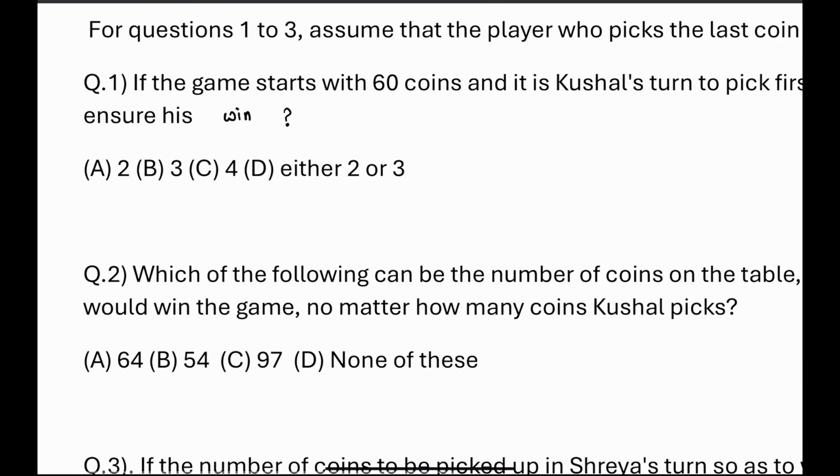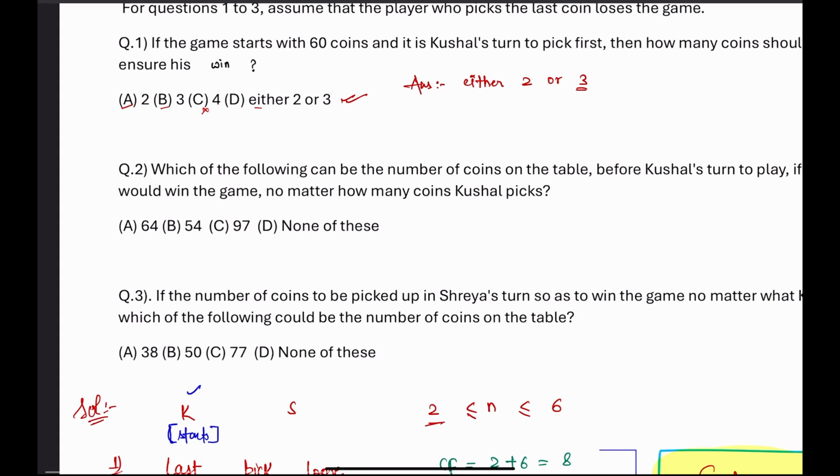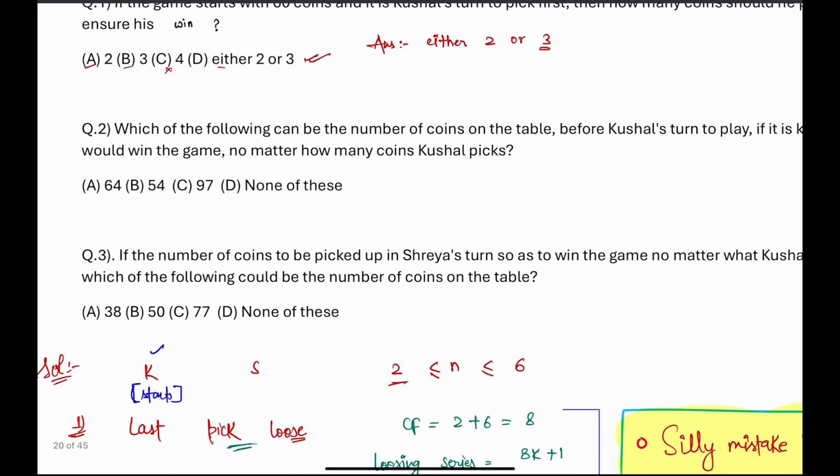So let's see what the options are. 2 coins yes, 3 coins yes, 4 not possible, either 2 or 3 yes. This will be the answer. So the answer is either 2 or 3. Okay, this one is done. Let's solve the next question.